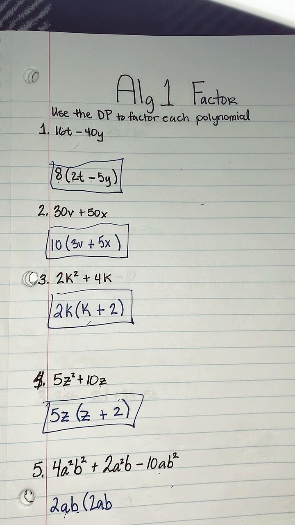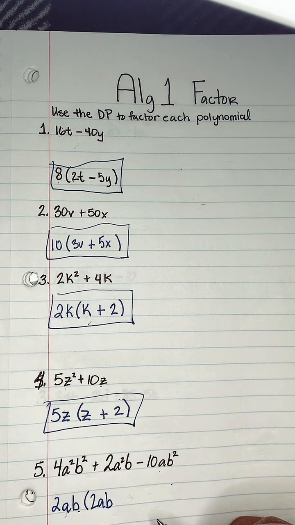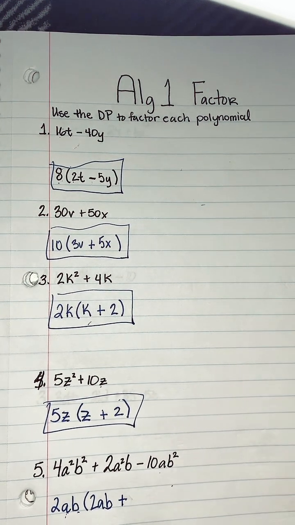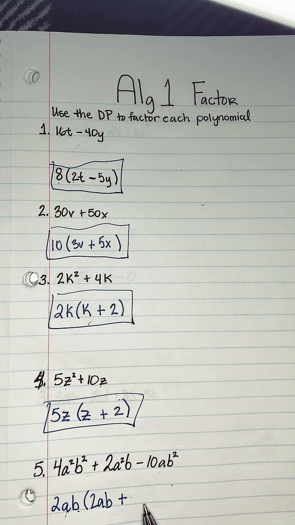2ab. Yes, Chastity. Good. Okay. So now, let's go to the next term. What's going to go here? What do we put here?